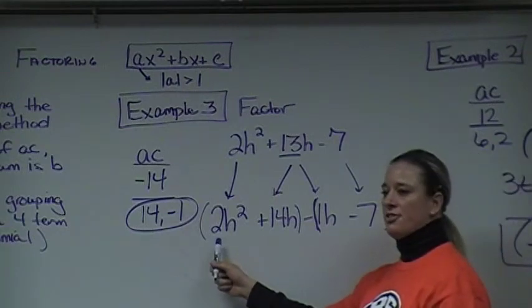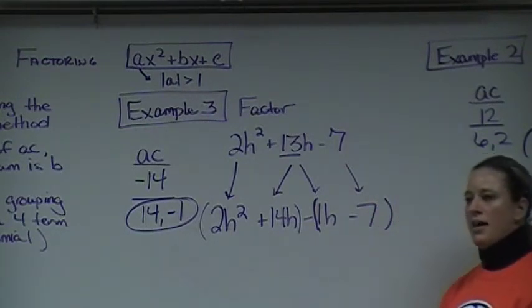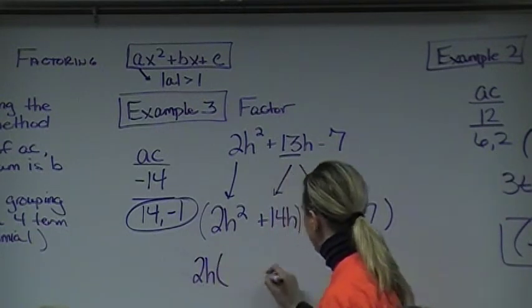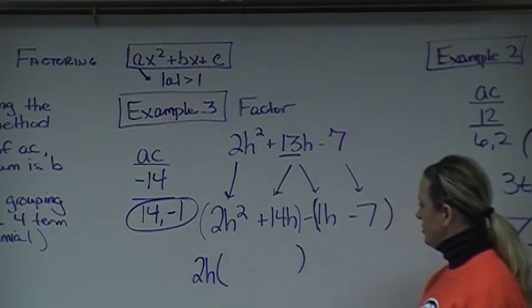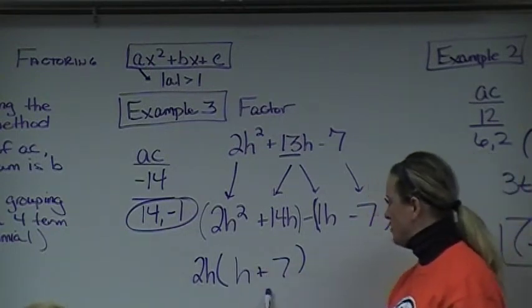Let's see here, Jack, you're going to help me here. What's my greatest common factor, Jack, of 2h squared and 14h? What can we pull out from that? 2h. Perfect, 2h. You guys are doing great with this. All right, 2h times what, Jack, is 2h squared? H plus 7. Oh, you've been ahead of me there. Good. 2h times 7 is 14h.